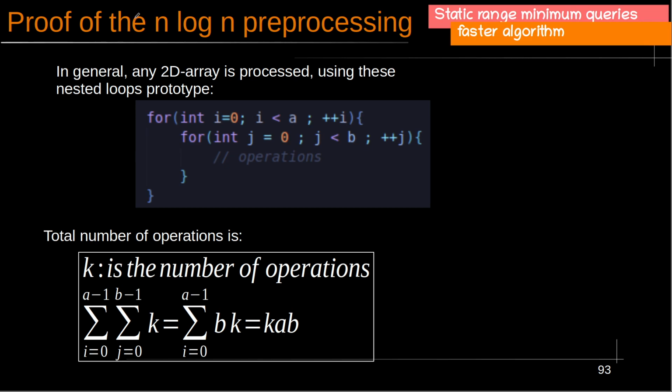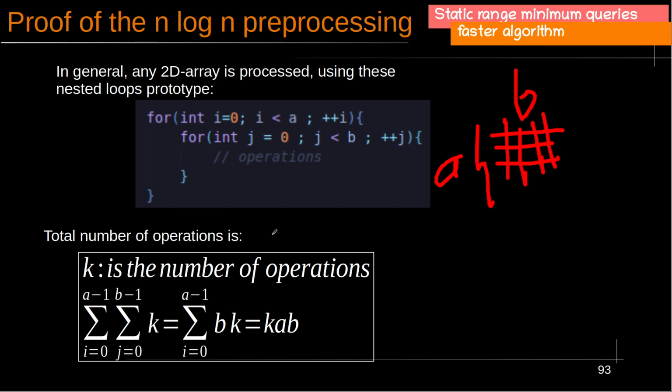As we know, a 2D array is processed using two nested loops. For example, if the 2D array contains A rows and B columns, it will be processed like this: for i from 0 to A minus 1, and j from 0 to B minus 1, or from 1 to A and 1 to B. It will give the same result, the two prototypes.